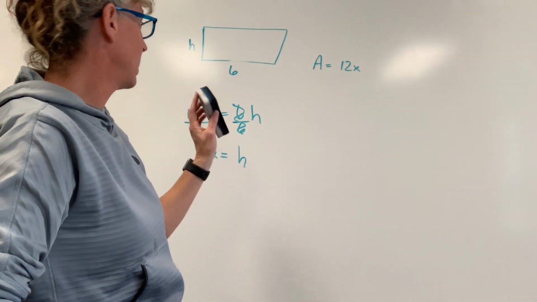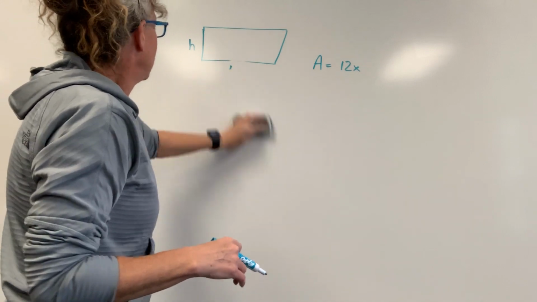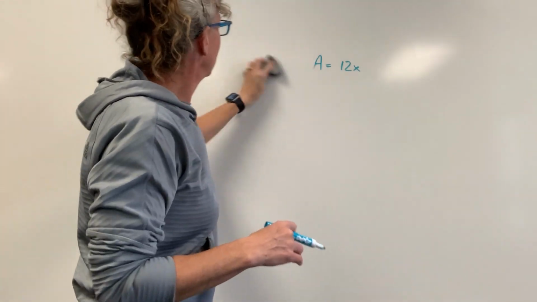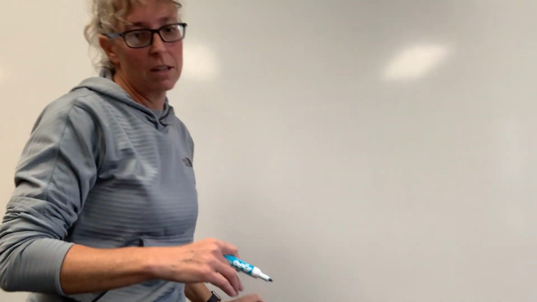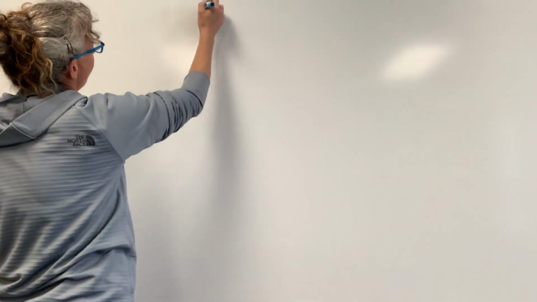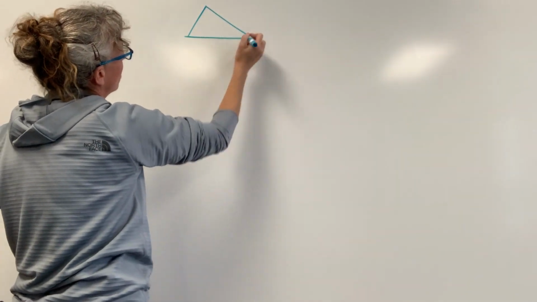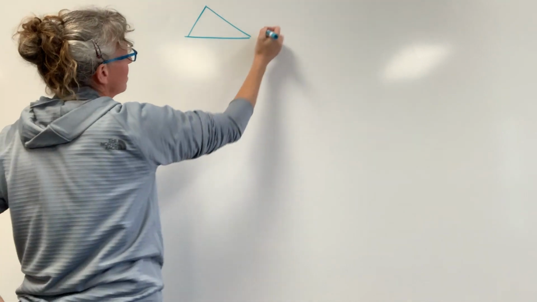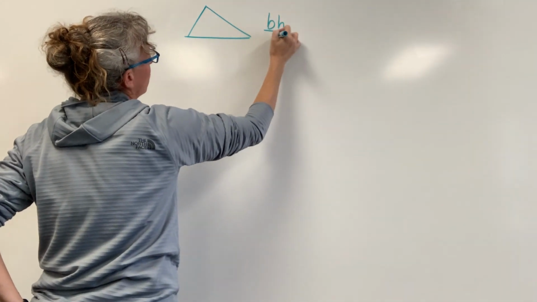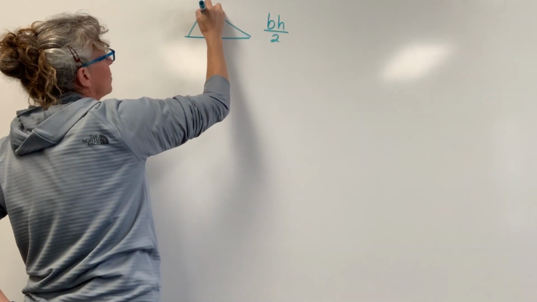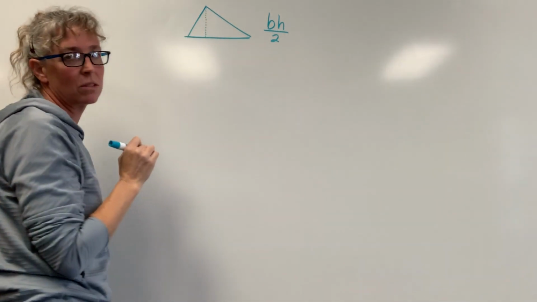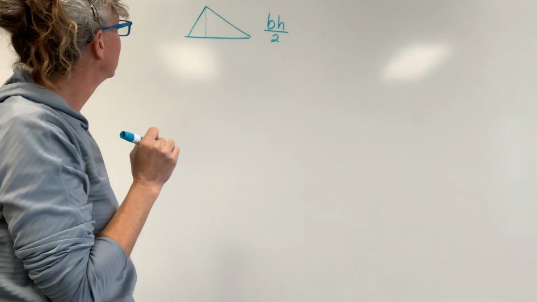Parallelograms and rectangles are base times height. Next is triangles. Triangles are, I think you guys are very familiar with these, right? Base times height divided by 2. Remember in these, the actual height is what's important, which is from the top to the bottom, okay?